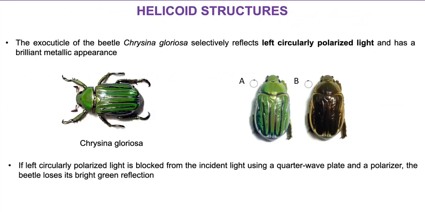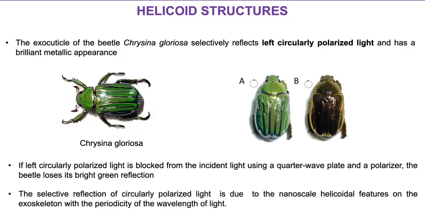And now here I show, under normal light, which contains both right and left circularly polarized light, shined on the beetle, then you see this color. Now if you block left circularly polarized light from the beetle, then it will lose its color. So this is rather interesting for developing many materials where we can make selective vision of polarized light.